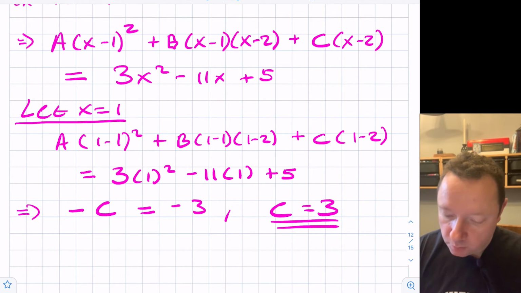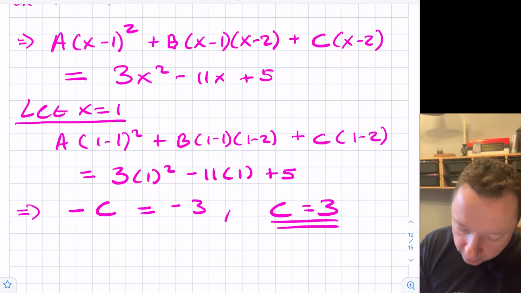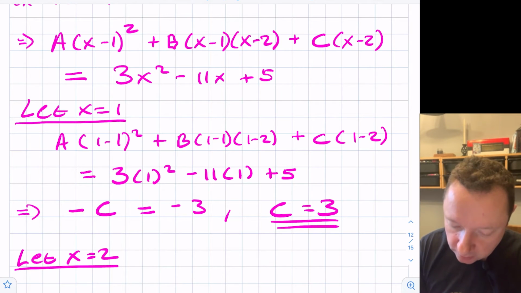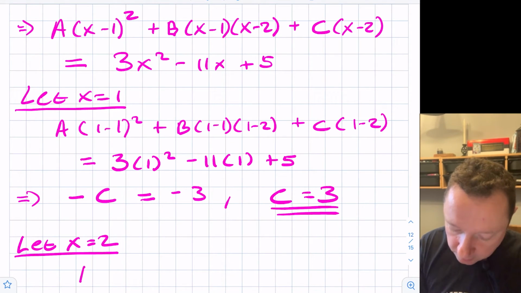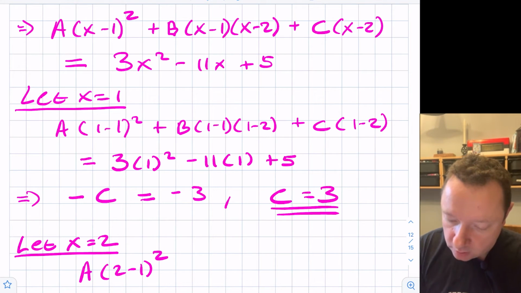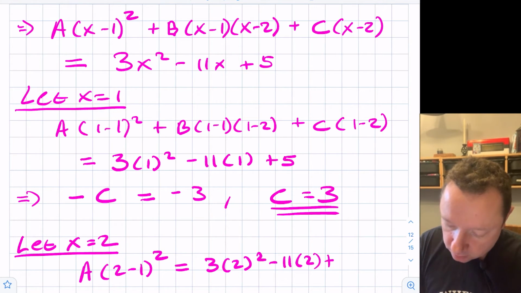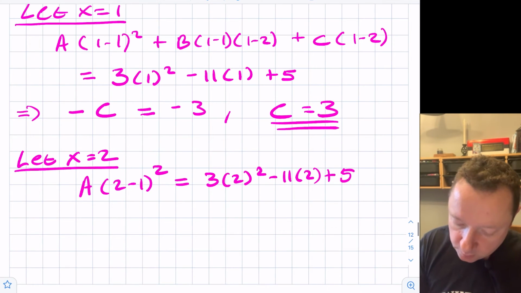Well, if we choose number 2 now this time, it will eliminate this one and this one. I won't write it out the whole way this time, but if I let x equal 2, you should be able to see that you've got a times (2 minus 1) squared. And the middle one, that's 0, so that's gone, and this is 0, so that's gone. So that just equals the right-hand side, where x is 2, so 3 times 2 squared, minus 11 times 2, plus 5. We can work that out.